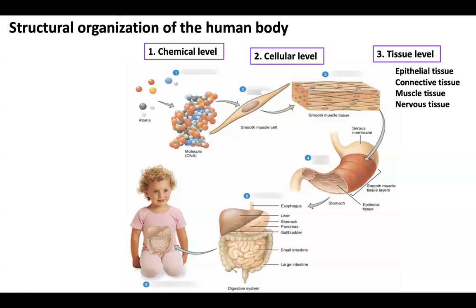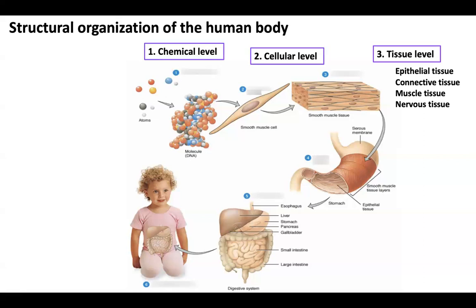The third type of tissue is muscle tissue. The main function of muscle tissue is movement. We have 3 types of muscle tissue: skeletal muscle tissue, cardiac muscle tissue, and smooth muscle tissue. Muscle is capable of contraction, and this contraction produces movement. So the main function of muscle tissue is movement.